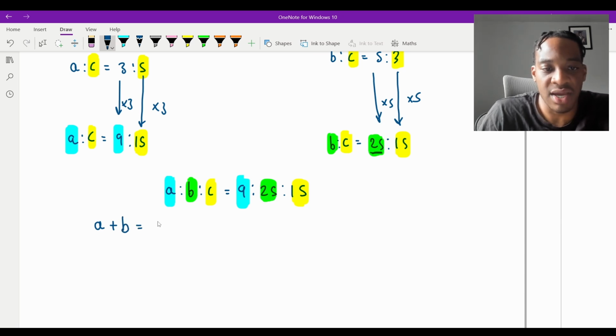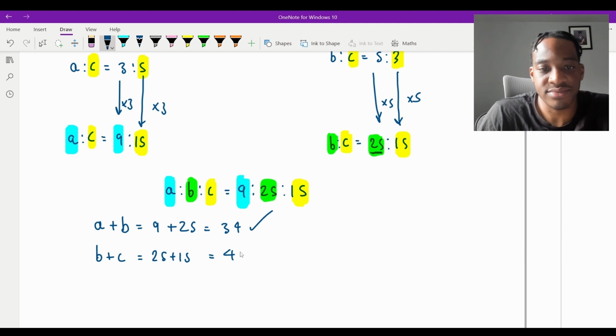A plus B is going to be 9 plus 25. This is equal to 34. That's fine. We need B plus C, which is going to be 25 plus 15. And this is equal to 40, right?